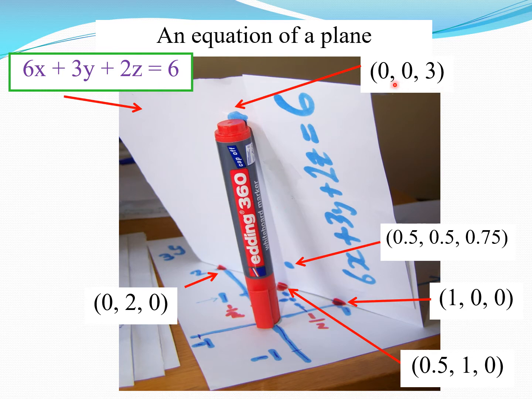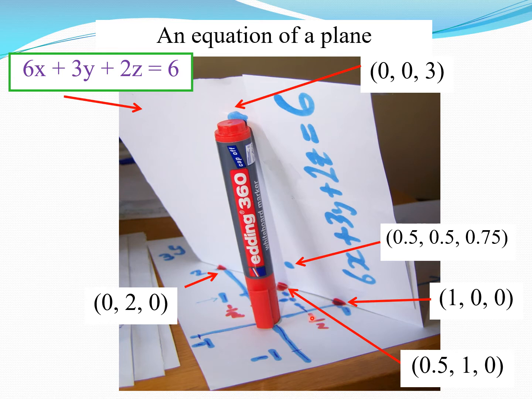And you can verify that the various points lie on the plane. So for example, substitute the 0 in for x, 0 in for y, and 3 for z: 2 times 3 is 6. So we've checked that point lies on the plane. Likewise, 0, 2, 0: 3 twos are 6 and the other values are 0, so it's 6 again. And here's the point here on the surface of the table.